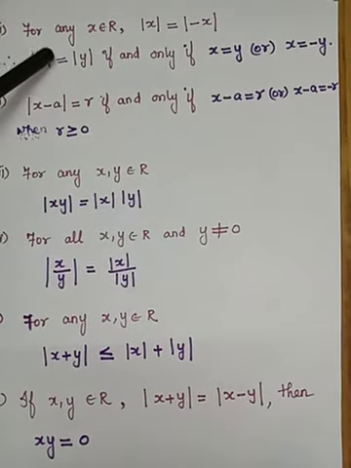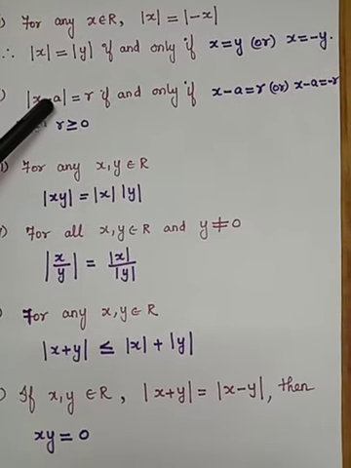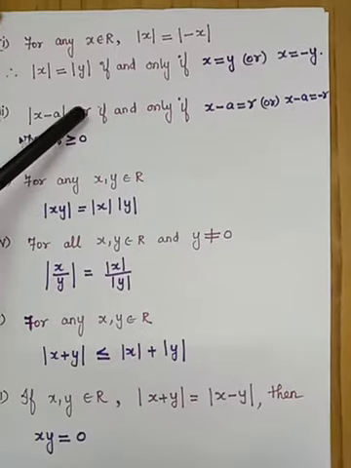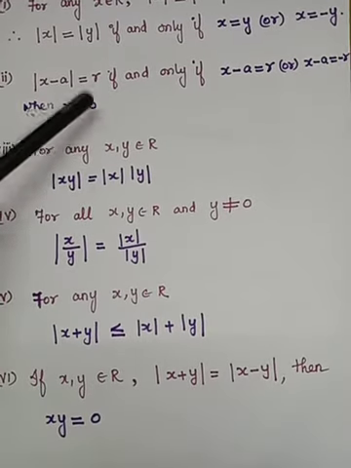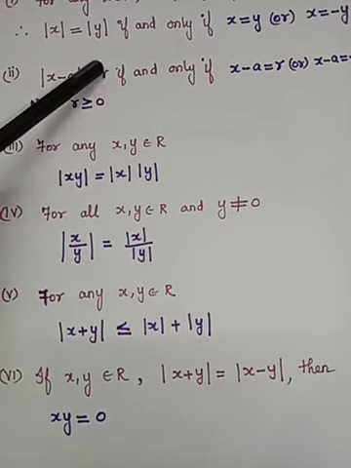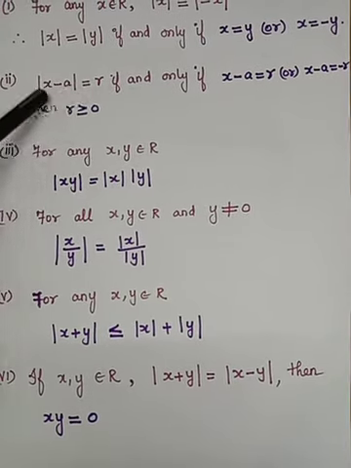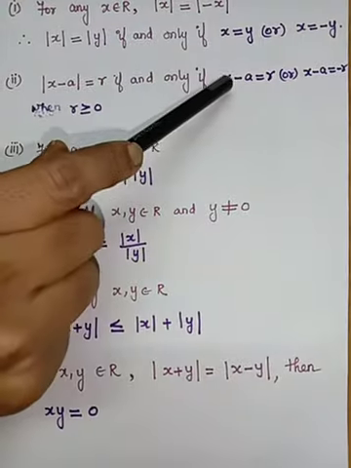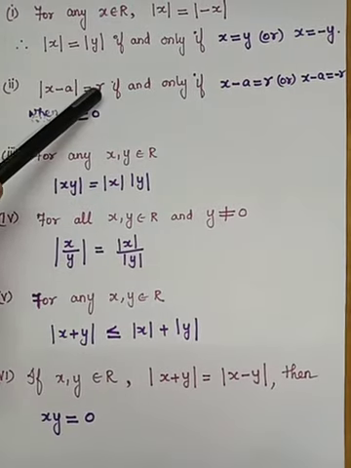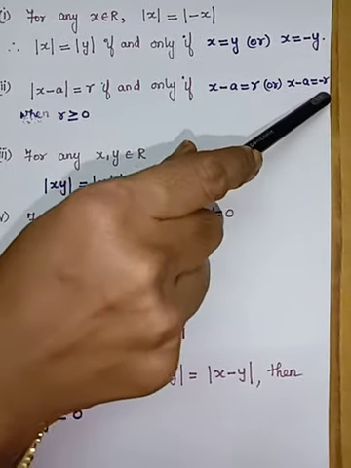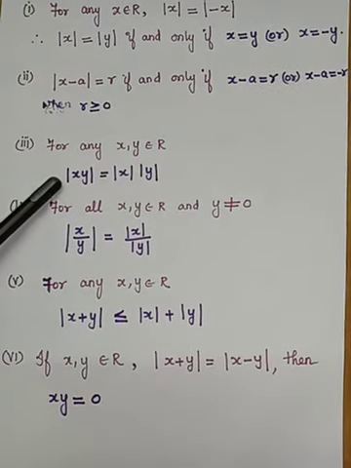So instead of x, here you are having x minus a. So modulus of x minus a equal to r. How should this r be? It is greater than or equal to 0. Here we have taken this r as a positive number. So if we have like this, you can write x minus a is equal to r or x minus a is equal to minus r. You come to the third one.